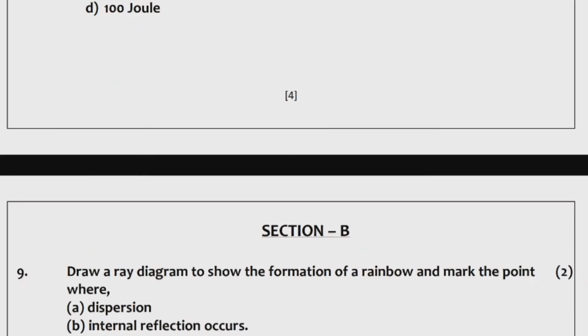Section B. Question number 9 and 10 are short answer type questions carrying 2 marks each. Answer to these questions should be in the range of 30 to 50 words. 9. Draw a ray diagram to show the formation of a rainbow and mark the point where A. Dispersion, B. Internal reflection occurs.